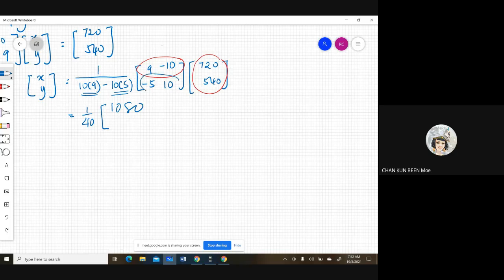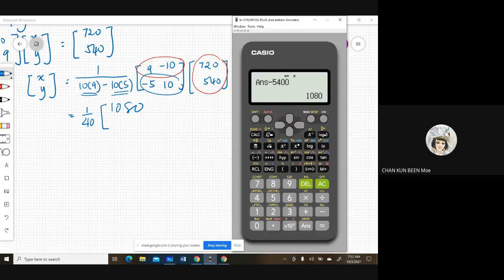Now we look at the second part. So the second part is negative 5 times 720. So negative 5 multiplied by 720, we get the answer of negative 3,600. And then 10 times 540, so we plus again with 5,400. The answer is 1,800.